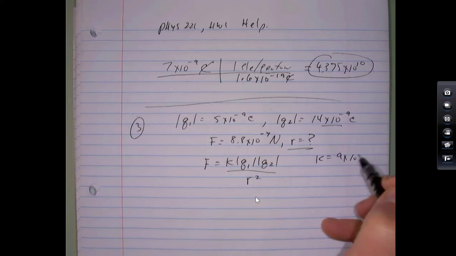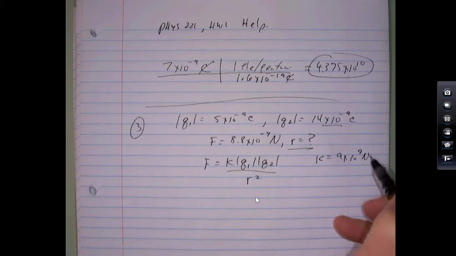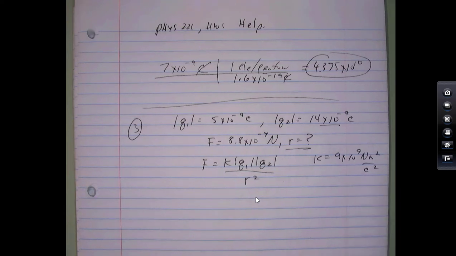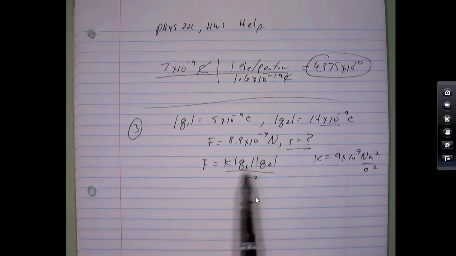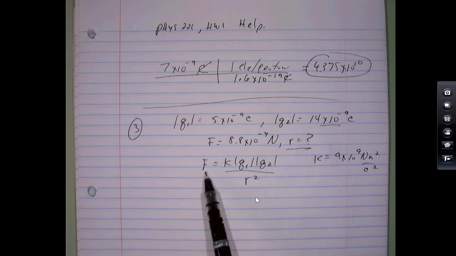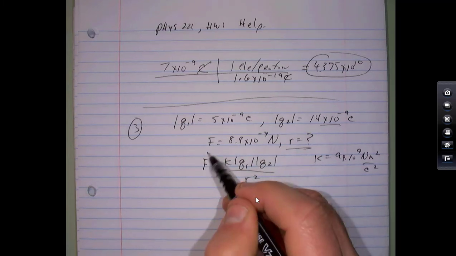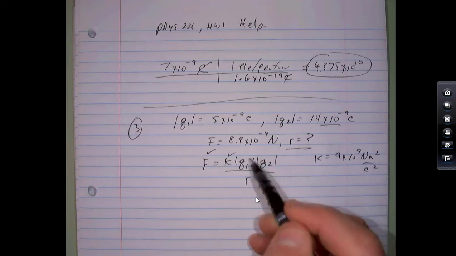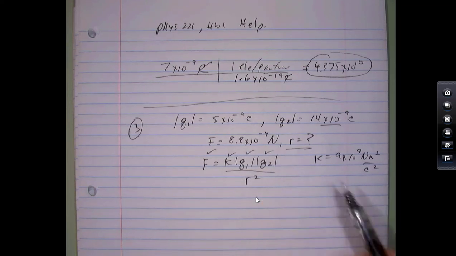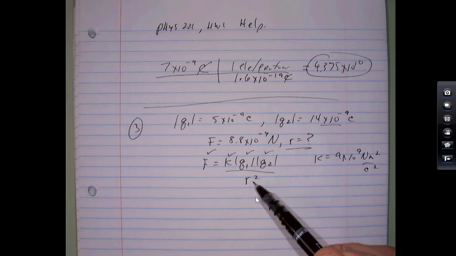9 times 10 to the ninth newton meters squared per coulomb squared. So the formula says force is equal to a whole bunch of stuff. This is the equation that governs the force between charged particles. Now you can do some algebra to this and solve for whatever you want to. We actually know in this problem the force is given, K is a constant, Q1 is given, Q2 is given. What we don't know is the distance between them.